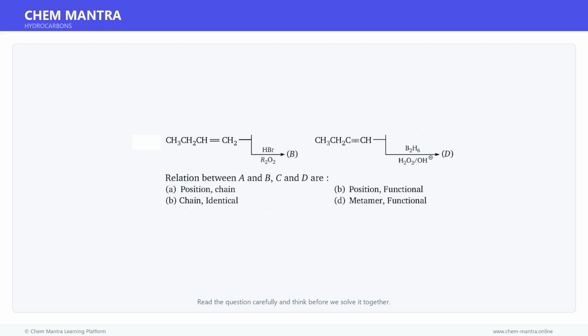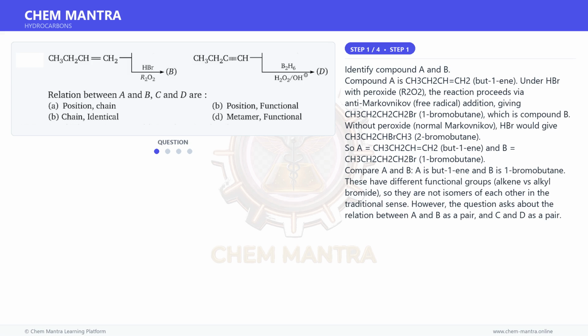Here is a question. Read it carefully and think about the answer. Let us solve it step by step. Let us begin solving this step by step. Identify compound A and B.